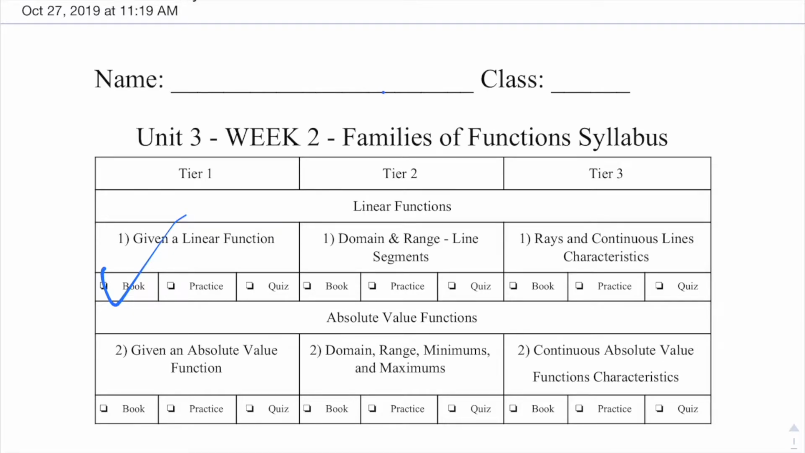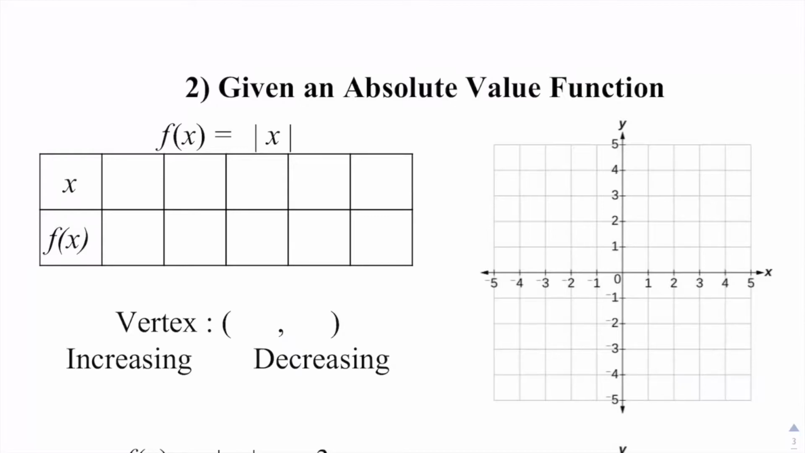We're back into our Unit 3, Week 2 syllabus, the family of functions, and we are in Tier 1, Lesson 2, given an absolute value function. Again, I just want to explore these functions and do some inputs and outputs and kind of draw them on the Cartesian plane with you guys. So again, I always like to start with the easiest of inputs. So I like to go 0, and then 2 points to the right, and then 2 points to the left.